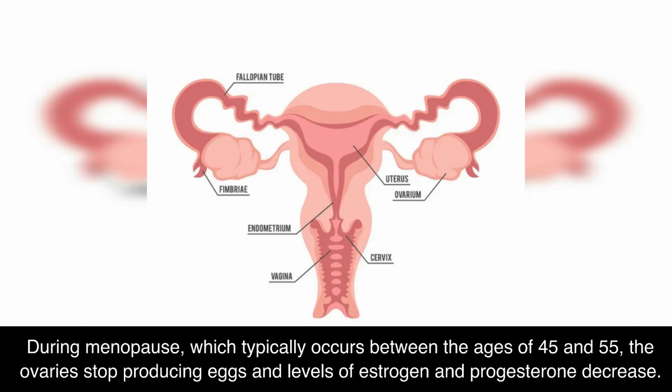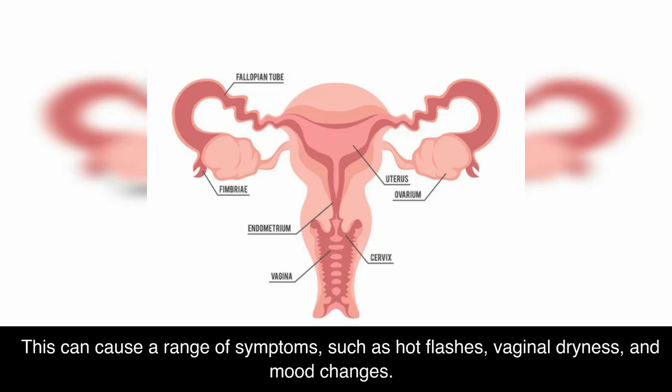During menopause, which typically occurs between the ages of 45 and 55, the ovaries stop producing eggs and levels of estrogen and progesterone decrease. This can cause a range of symptoms, such as hot flashes, vaginal dryness, and mood changes.